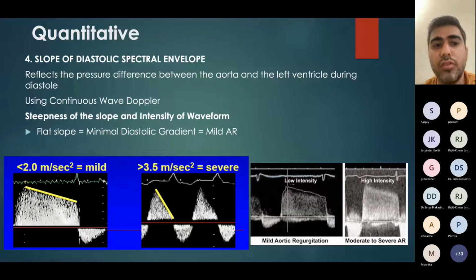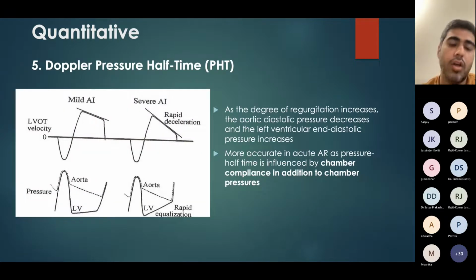Another Doppler assessment which is helpful in quantifying the severity of aortic regurgitation is the slope of the diastolic spectral envelope. It reflects the pressure difference between the aorta and the left ventricle during diastole, and it is usually measured using continuous wave Doppler in the transgastric views, either the long axis or the deep transgastric views. The steepness of the slope and intensity of the waveform give us an idea about the severity. A flat slope usually means a minimal diastolic gradient between the aorta and the LV, and is suggestive of mild AR. A steep slope or a high intensity slope is suggestive of severe aortic regurgitation.